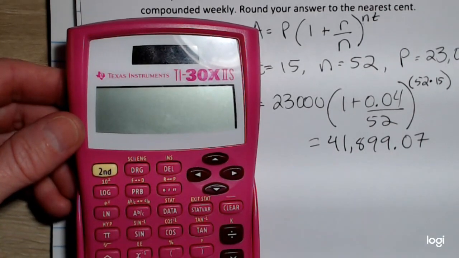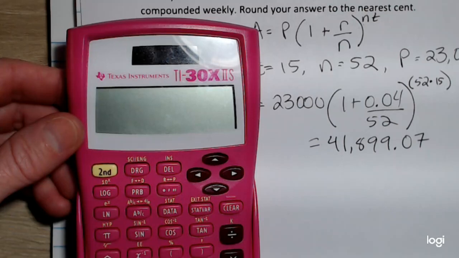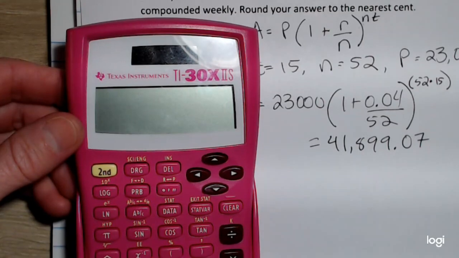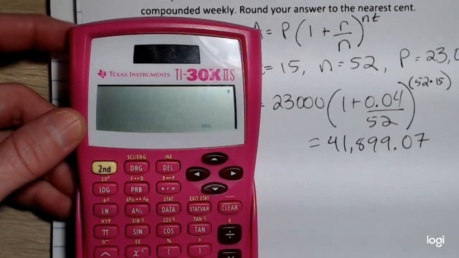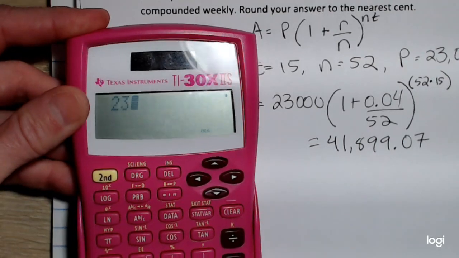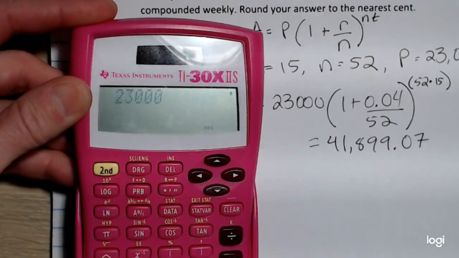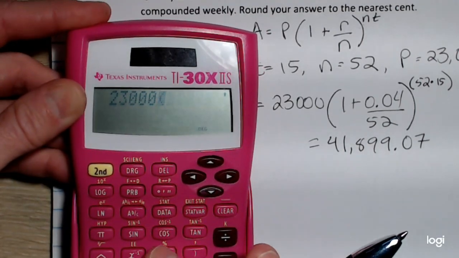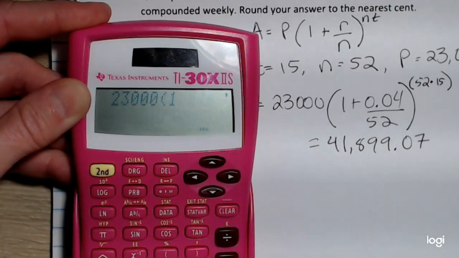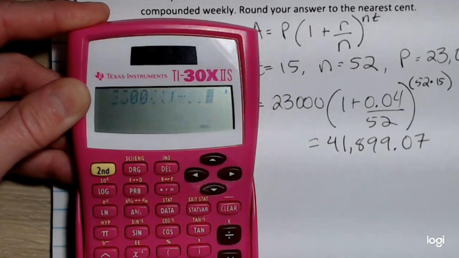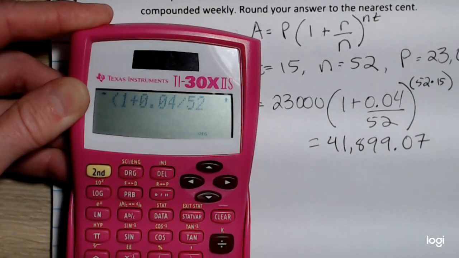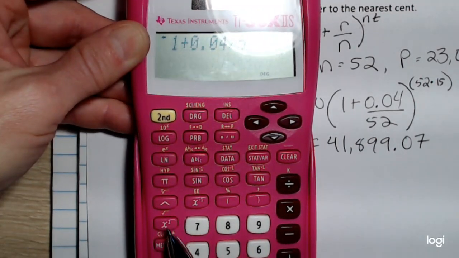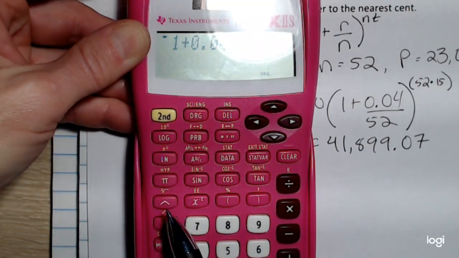I think it's easier to be able to put it into the calculator in one step, just as long as you use your parentheses, so the calculator will observe the correct order of operations. All right, so putting this in, I have 23,000. I'm going to open up a set of parentheses above the 8 and 9 key. Put in the expression that's inside the parentheses. Close the parentheses. Use the caret key, which is right under this pi key.